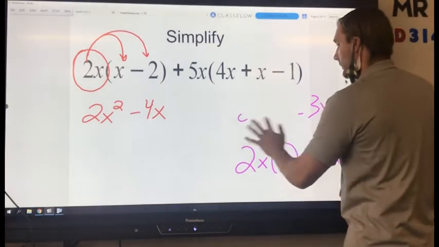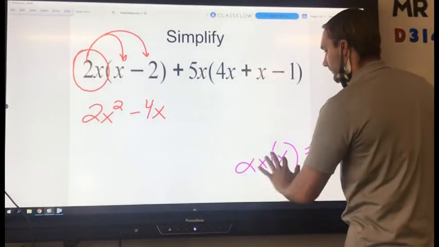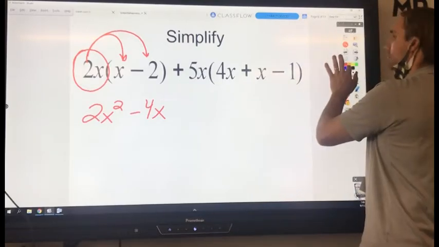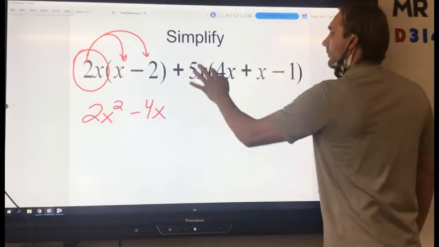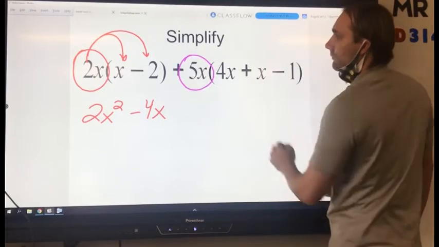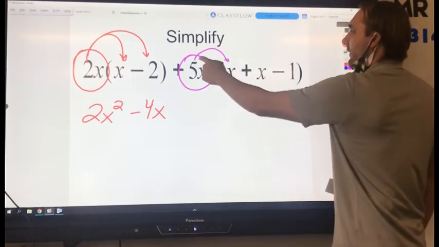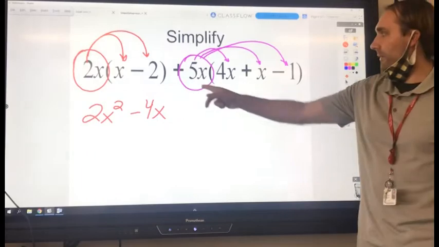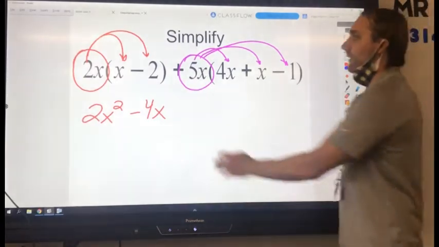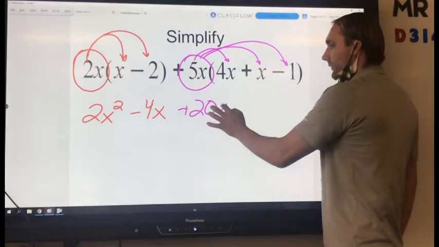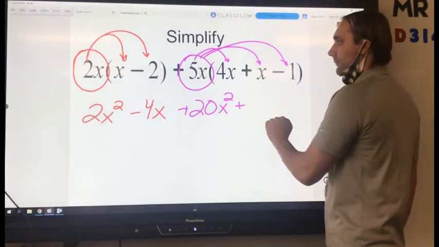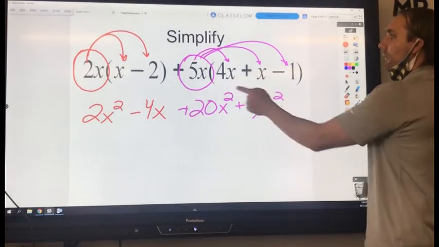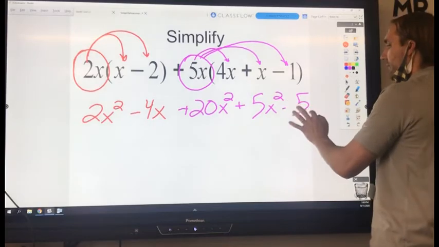All right, let me erase this real quick. How many terms am I going to have to multiply this 5x to? 3. Because I have 5x times 4x, times x, and times negative 1. That's how the distributive property works. You've got to multiply by every term inside the parentheses. 5x times 4x is 20x squared, plus 5x times x, 5x squared, minus 5x.